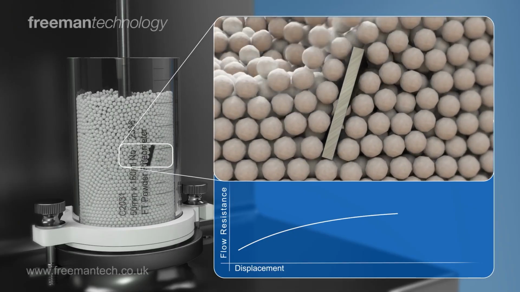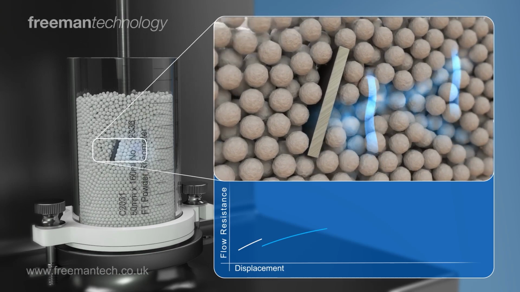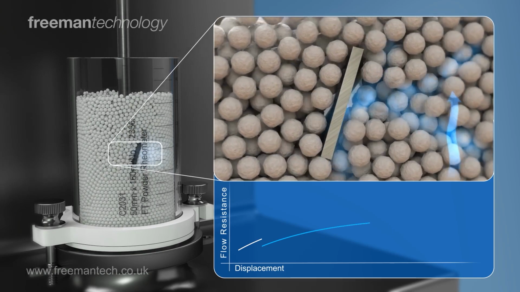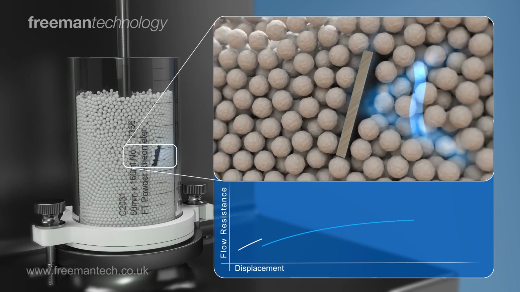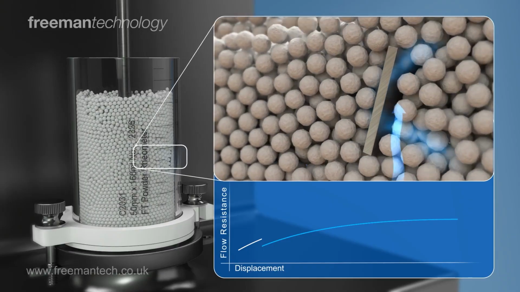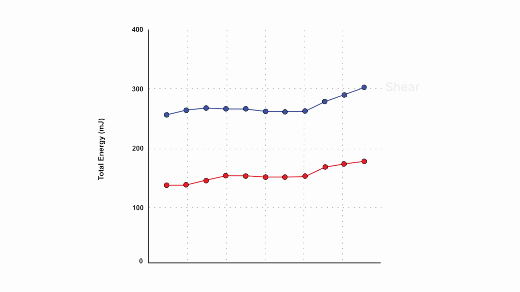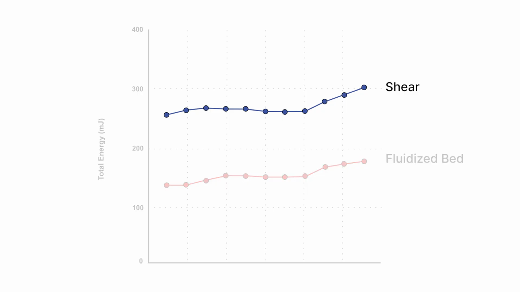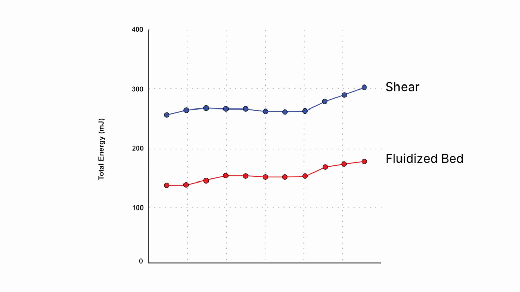The FT4, with each of these samples of granules, measured the resistance to flow as the total energy necessary to make it move in a very specific path. And what the results show, here in this graph, the blue line represents the shear granulator granules and the red line represents the granules from the fluid bed granulator. What the FT4 told us is that the shear granulator produced granules that would be harder to process and move further down the production line.